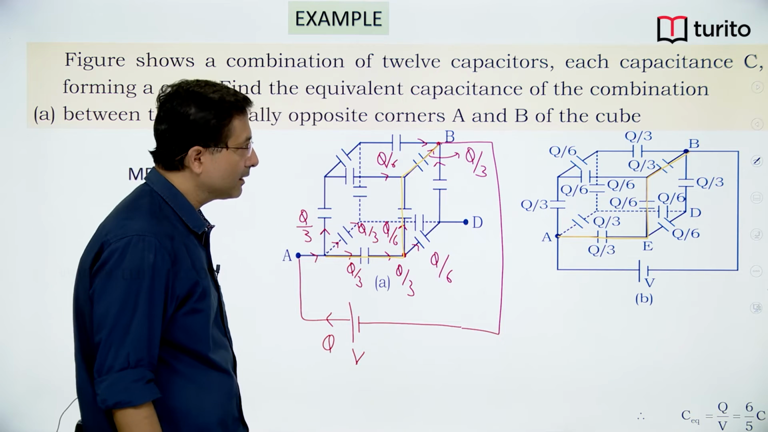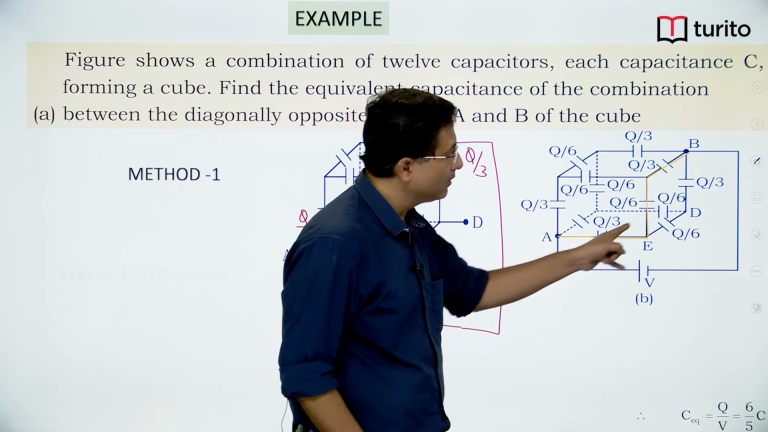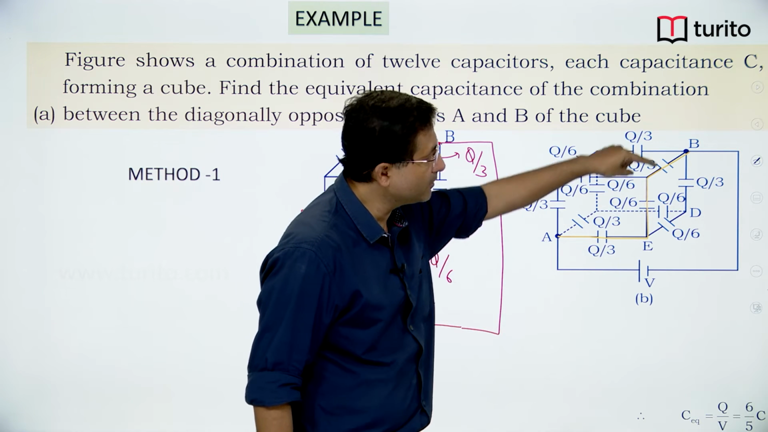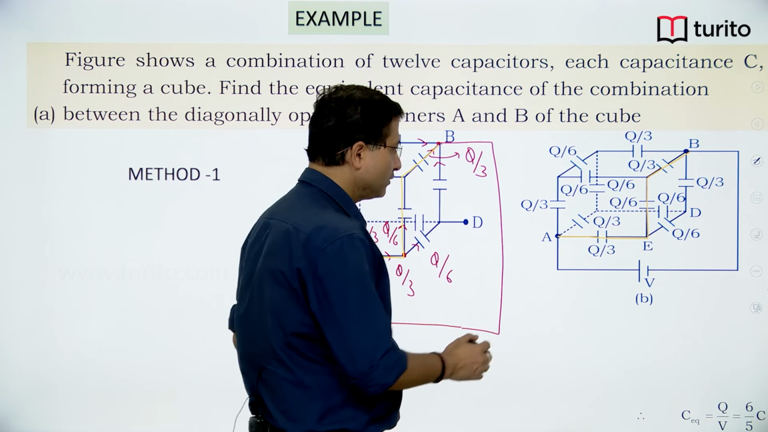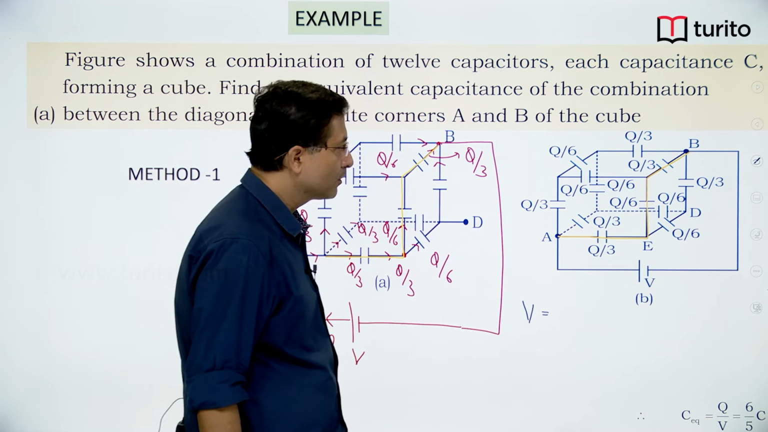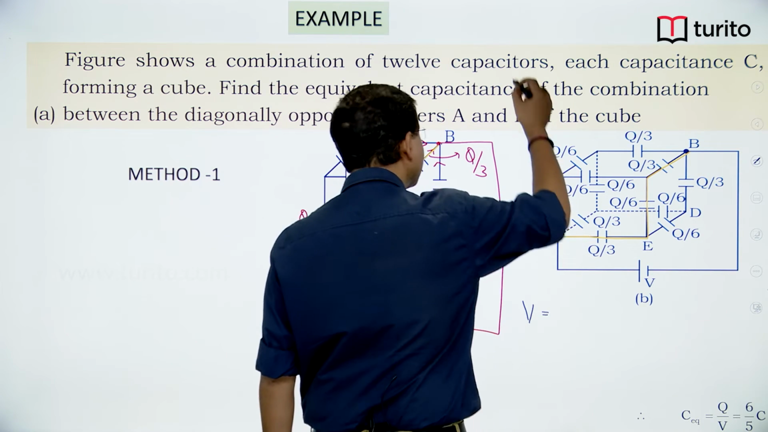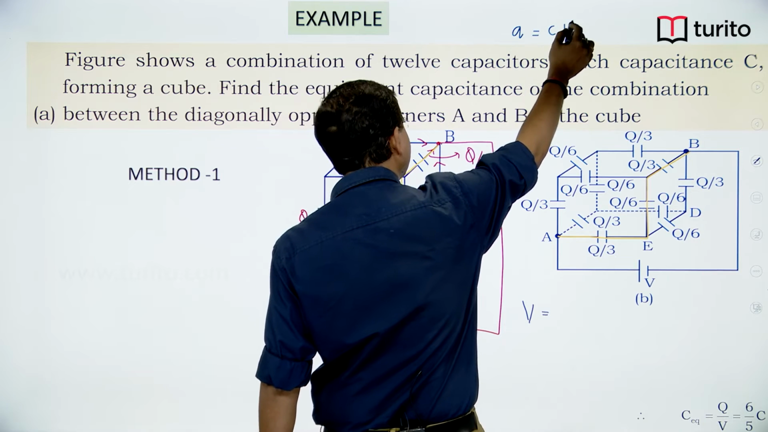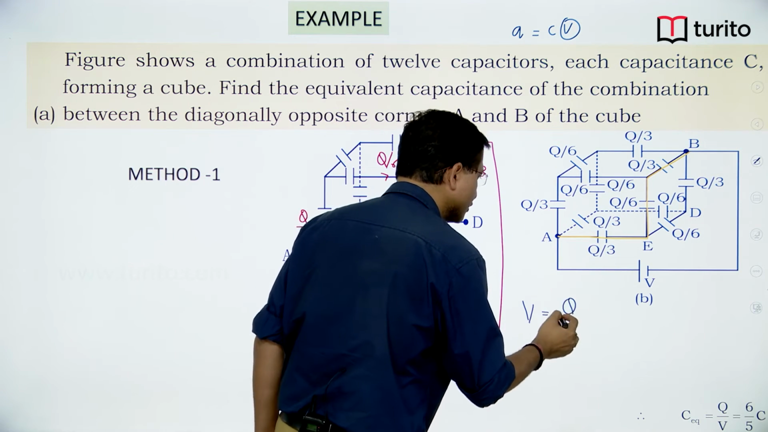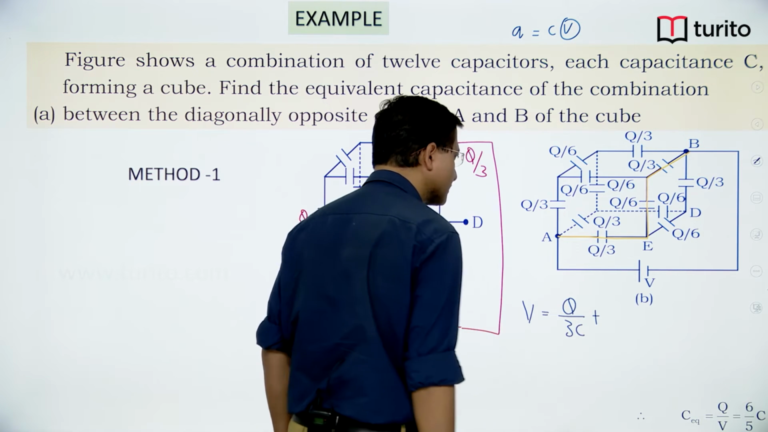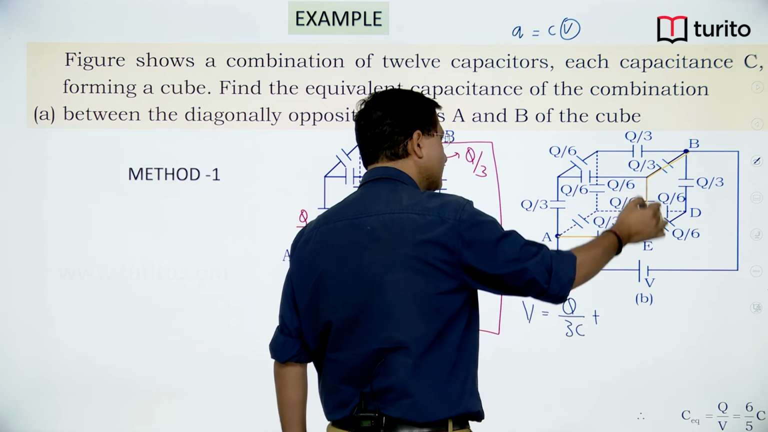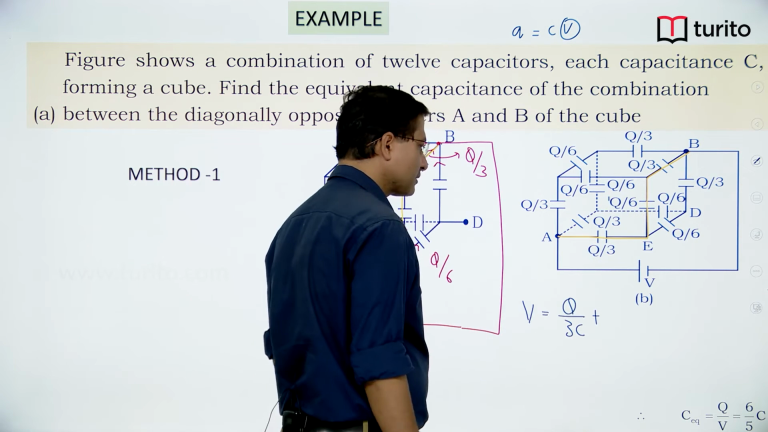So, we are going to apply Kirchhoff voltage law across this. This V voltage must be equal to the voltage drop here plus the voltage drop here plus the voltage drop here. So, V is equal to... Q is equal to CV, so V is equal to Q by C. So, for this one I can write Q by 3C plus this capacitor, which carries charge q by 6.